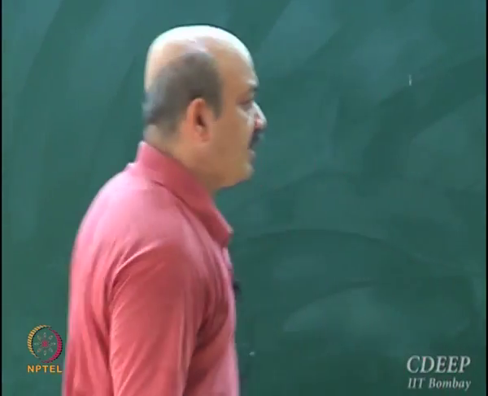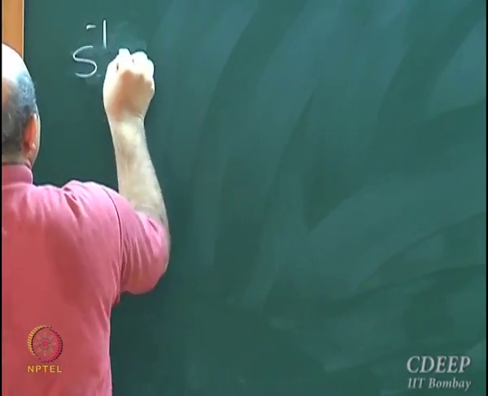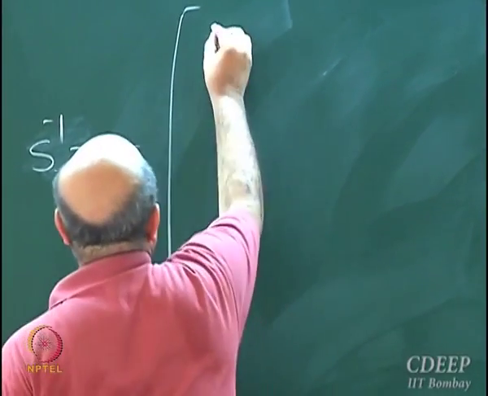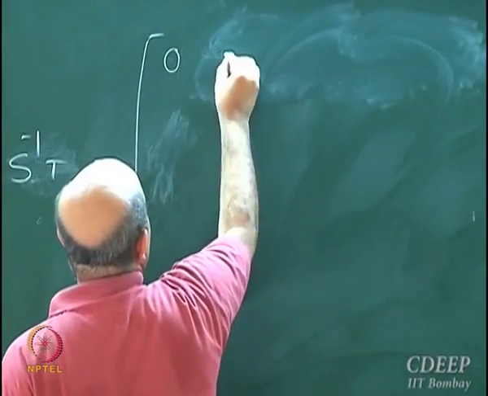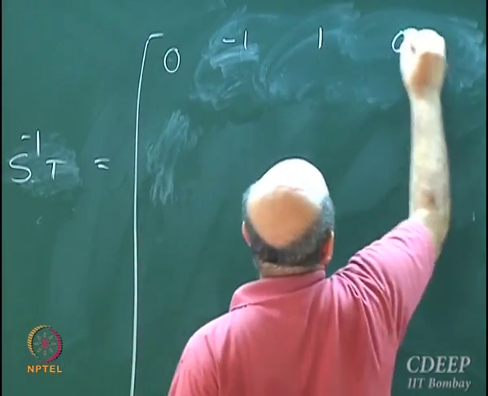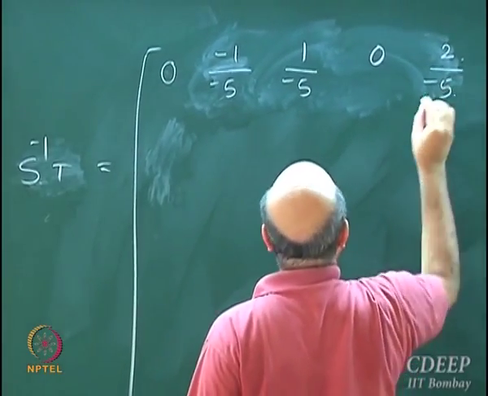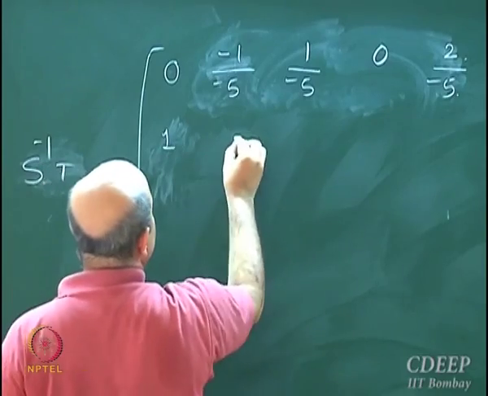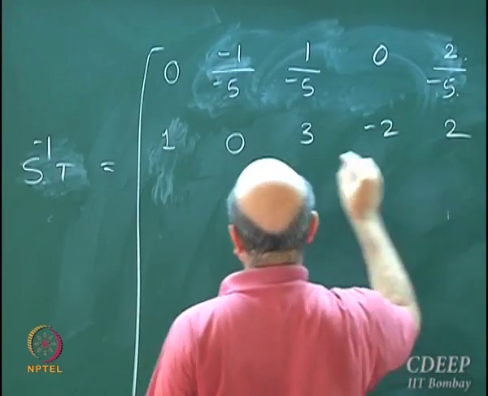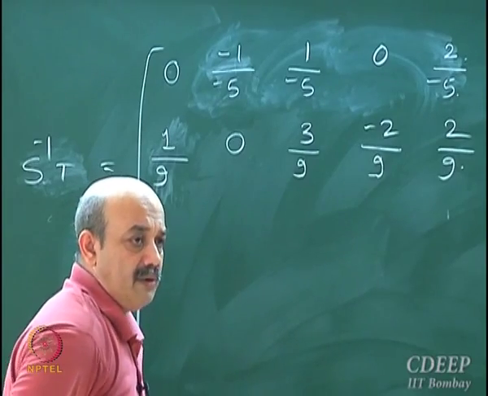So what will be S inverse T? What will be the Jacobi matrix? Let's call this the Jacobi matrix, S inverse T. The first row will be 0, -1, -1, 1, 0, 2 divided by -5, -5, -5. Then this will be 1, 0, 3, -2, 2 divided by 9, 9, 9, 9. Minus L minus U.